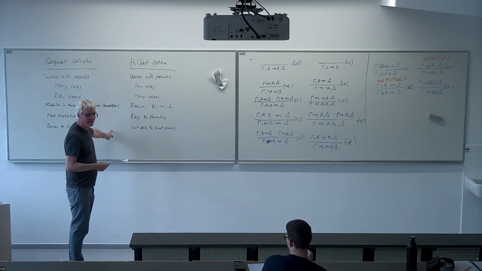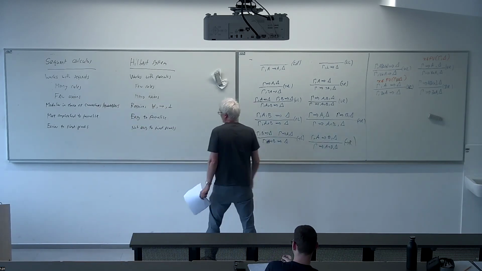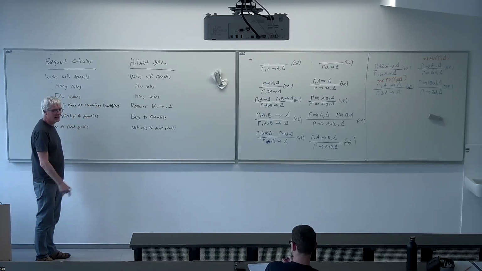I think the Hilbert system is older. Oh yeah, well that's right. The Hilbert system is older, but sequent calculus is 1930s. The Hilbert systems were from the earlier decades of the 20th century.